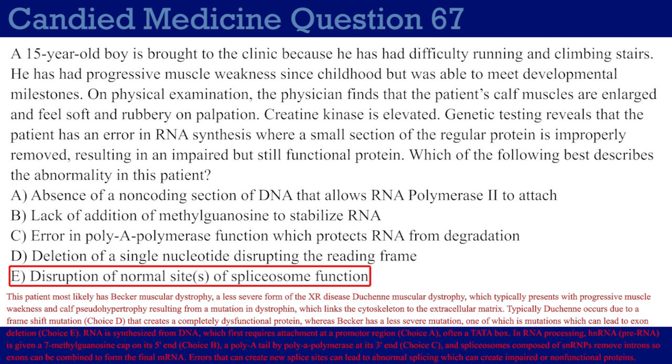And you need to know that if the TATA box is disrupted, then transcription in general is disrupted, right? Because if I can't attach RNA polymerase II to the promoter region, then I can't start transcription in the first place. You also need to know that the promoter region usually sits in front of, or before, the actual translated region of the DNA, usually like 20 or 30 base pairs up. Anyway, here I didn't mention anything about the TATA box. I didn't mention that transcription itself was disrupted, so that's why we know choice A, absence of a non-coding section of DNA that allows RNA polymerase II to attach, is incorrect.